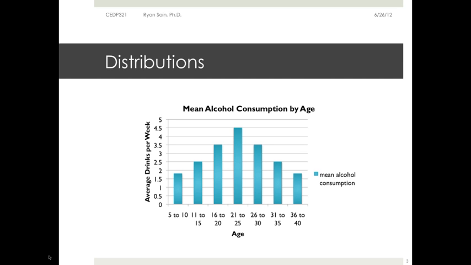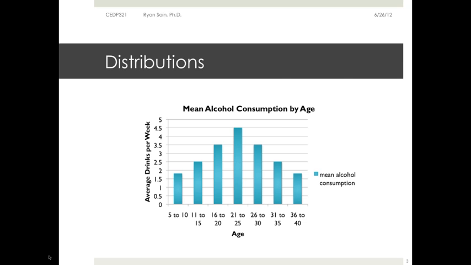So we've got average drinks per week, 5 to 10, 11 to 15, and 16 to 20. Now you can imagine if we had 40 different vertical lines there to represent 1 year of age for each person, each year of age from 5 up to 40, I guess it would be 35.